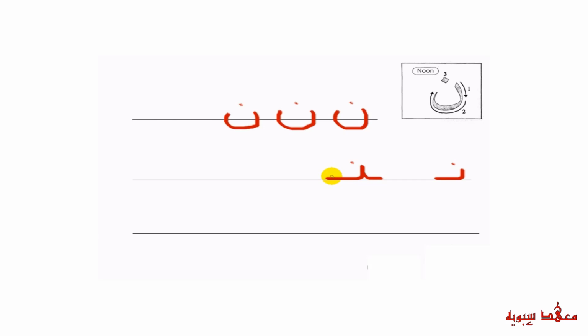And in the final form, this is where it's different, you have the previous letter, and then it comes up, but then it goes more down. So it's similar to the isolated form. So to write 3 noons together is as follows. And then you dot them.